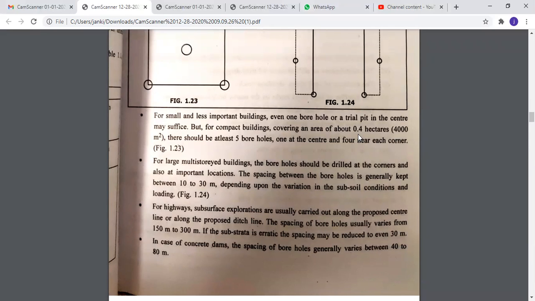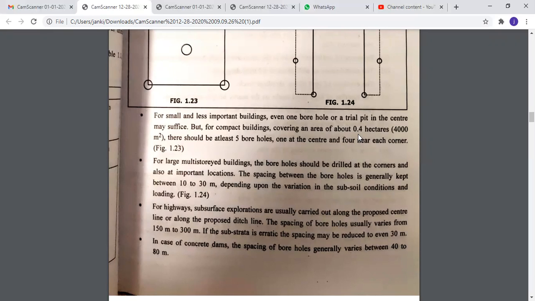So the spacing of boreholes usually varies from 150 meter to 300 meter. If the substrata is erratic, the spacing may be reduced to even 30 meter. And in the case of concrete dams, the spacing of boreholes generally varies between 40 to 80 meter, right? So there are some fixed criteria here.